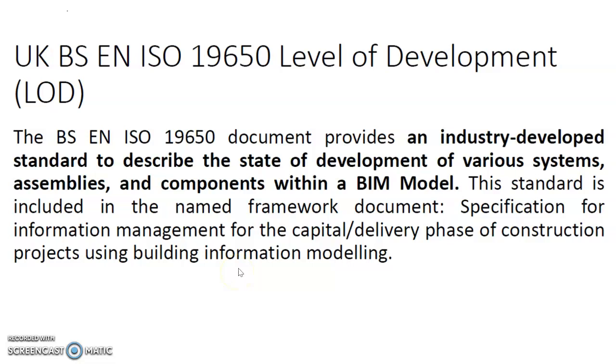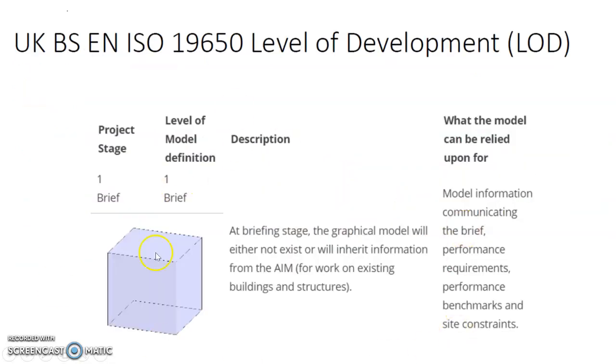Now, unlike the US LOD system, for the UK system, there are altogether 7 levels. Okay, 7 levels. They call it level 1, 2, 3, 4, 5, 6, 7. Unlike the US, where they call it 100, 200, 300, 350, 400, 500. So what is level 1 for this UK system? So level 1, basically you are looking at this.